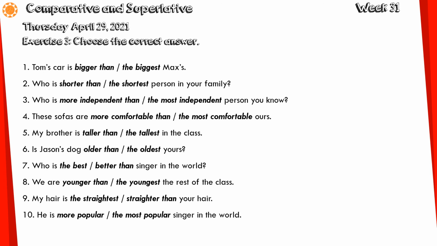Exercise 3. Circle the correct answer with the color red. Here you have comparative and superlative sentences. You have to read them and find out if you are going to use a comparative or a superlative and circle it with the color red.